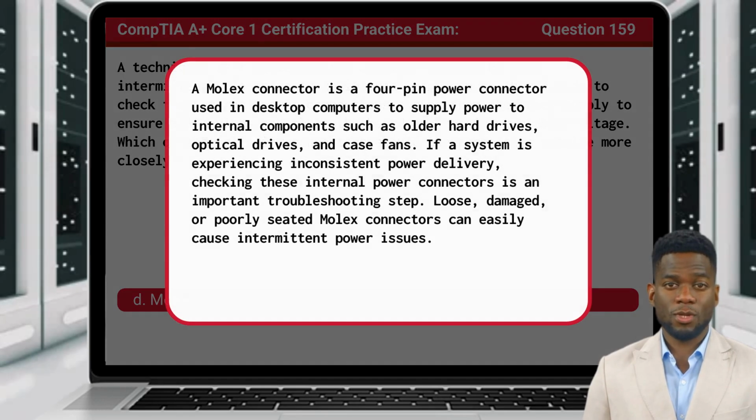A Molex connector is a 4-pin power connector used in desktop computers to supply power to internal components such as older hard drives, optical drives, and case fans. If a system is experiencing inconsistent power delivery, checking these internal power connectors is an important troubleshooting step. Loose, damaged, or poorly seated Molex connectors can easily cause intermittent power issues.